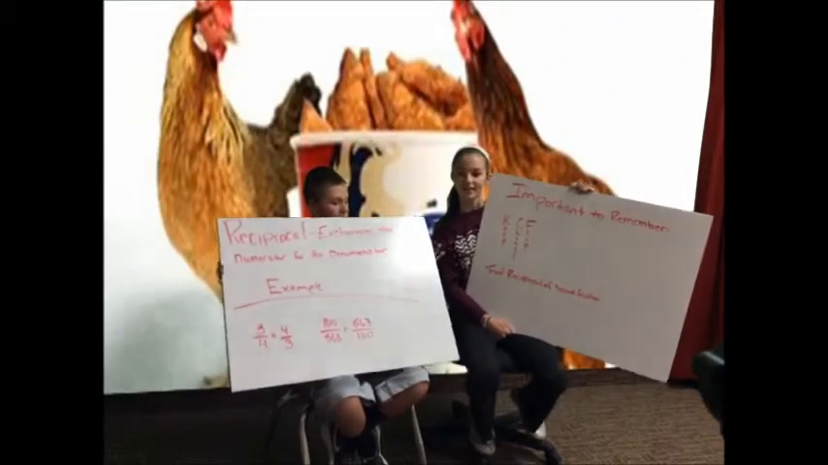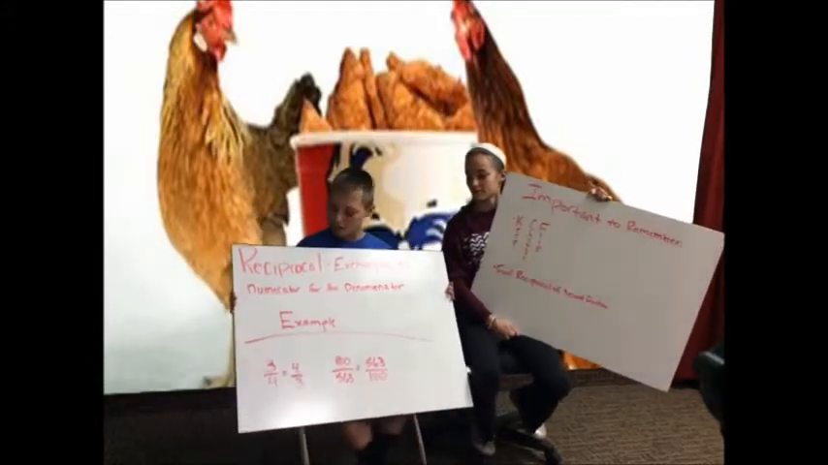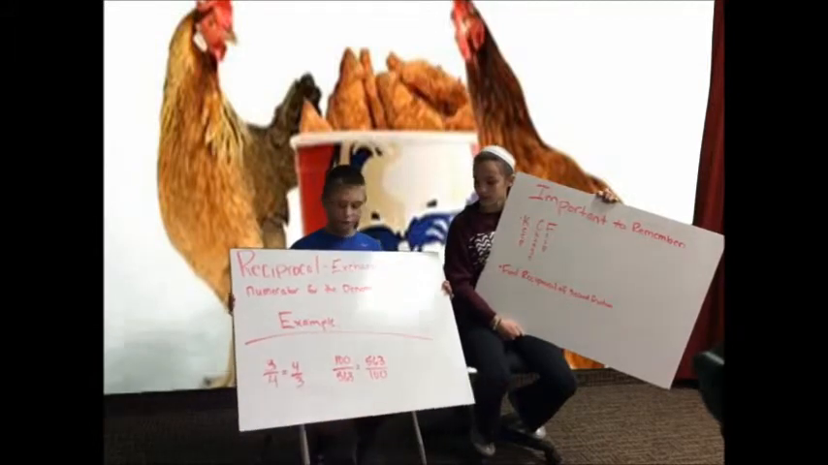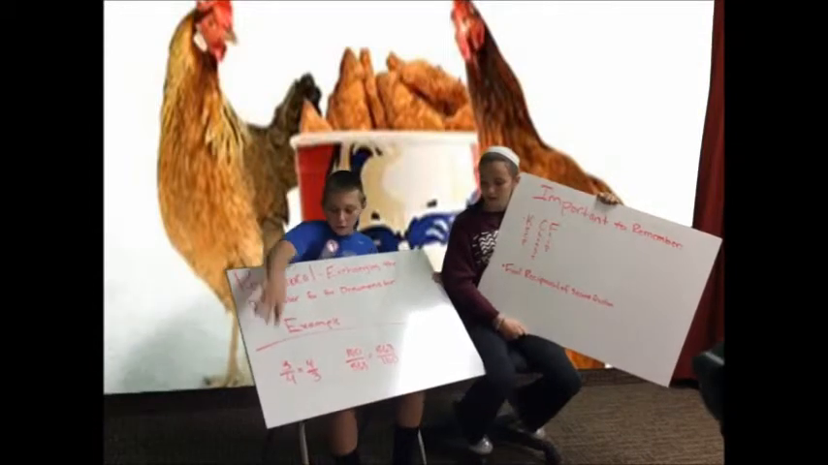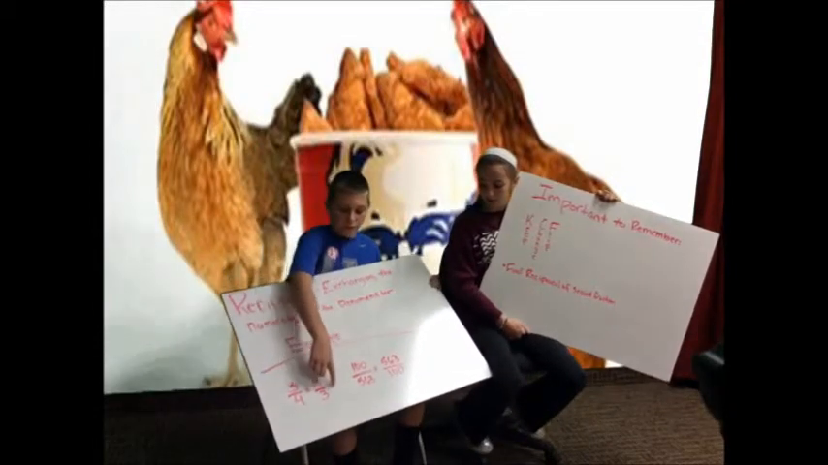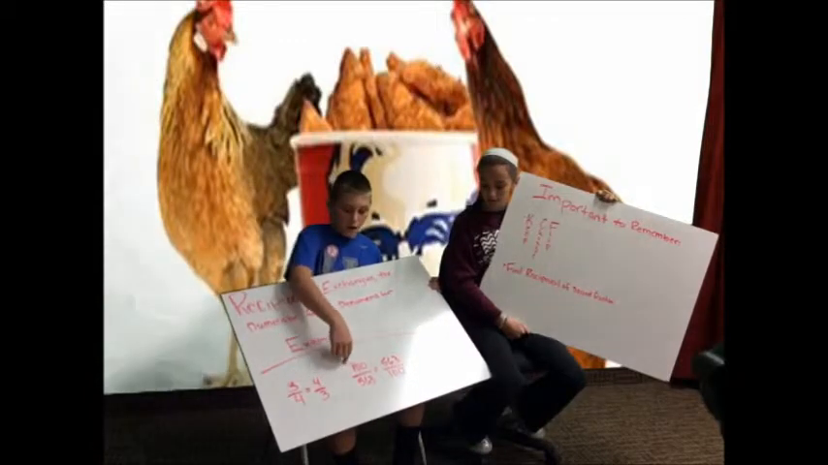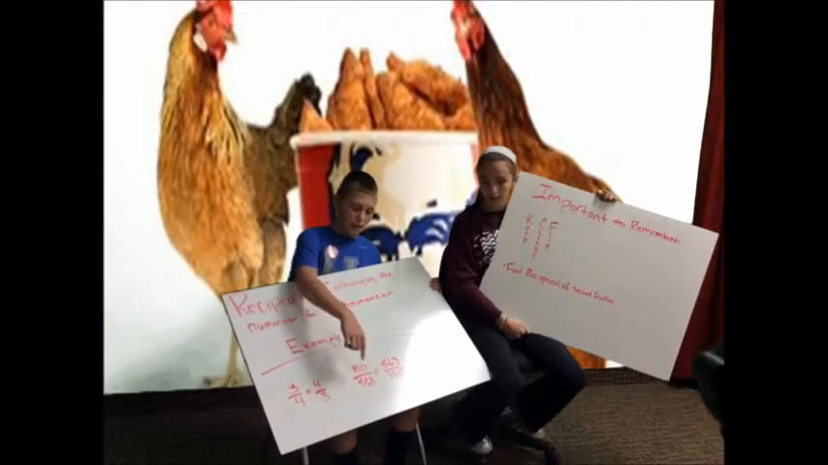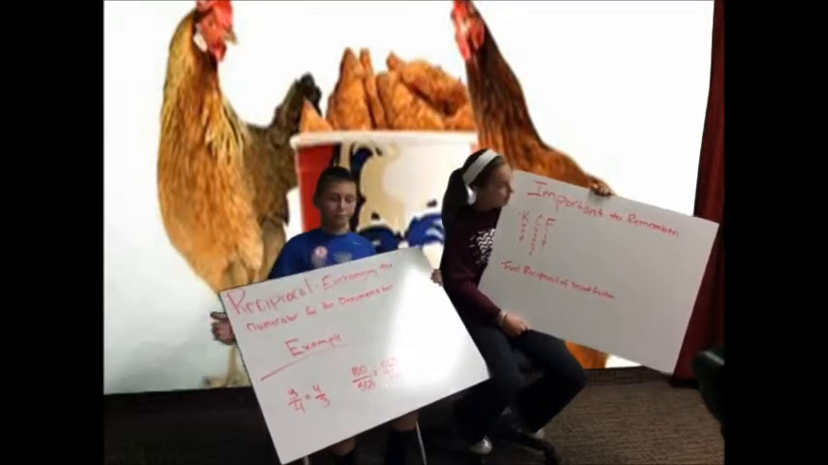Today we're going to learn how to divide fractions, but first you need to know a few simple rules. First, you need to know the definition of reciprocal. A reciprocal is just exchanging the numerator for the denominator. An example is 3/4, its reciprocal is 4/3. 100 over 563, its reciprocal is 563 over 100.